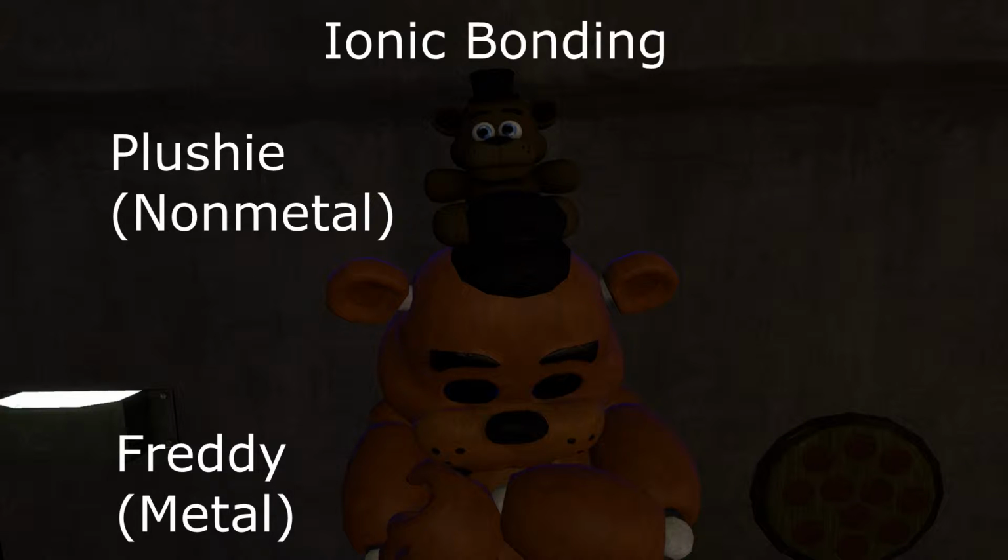Here is Freddy Fazbear and his plushie. Him and his plushie are both ionic bonds in the sense of a metaphor. Freddy is an animatronic bear, while his plushie is a non-metallic bear.